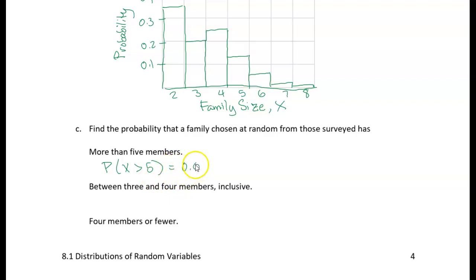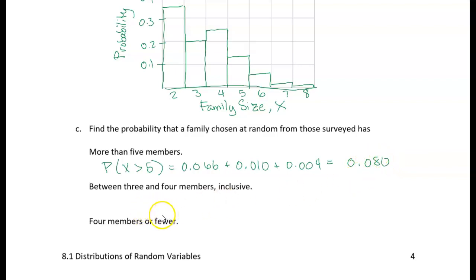So 0.066 is the probability of having 6, and then the probability of having 7 is 0.010. The probability of having 8 is 0.004. Add those all up, I got 0.080.